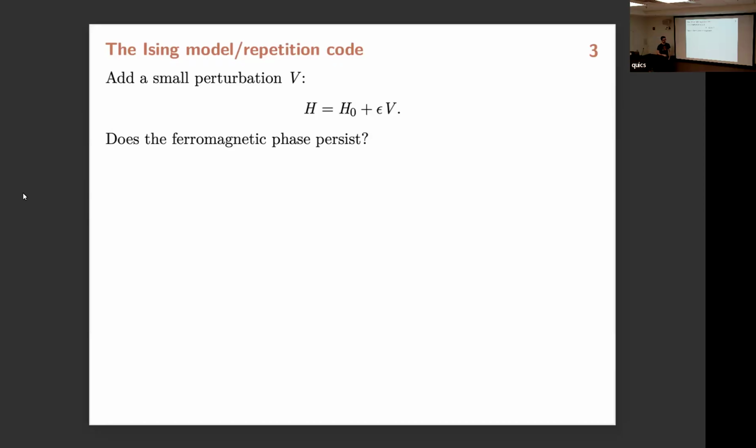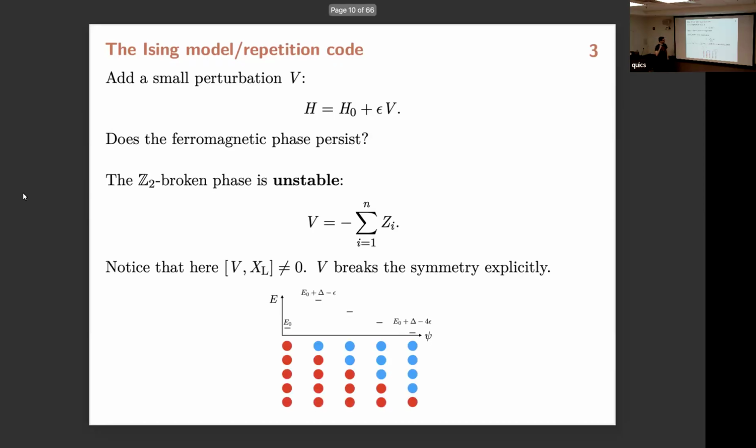Now, I won't ask you any clicker questions or anything, so I'll just tell you the answer. This is not a stable phase. If you add a longitudinal field perturbation, so single-site Pauli Z's, you immediately destroy the ferromagnet. When epsilon is of order 1/n, the gap between the ground states and excited states will close, and so for any order 1 epsilon, no matter how small, in the thermodynamic limit, we find a unique ground state, which is inconsistent with the ferromagnetic phase from before.